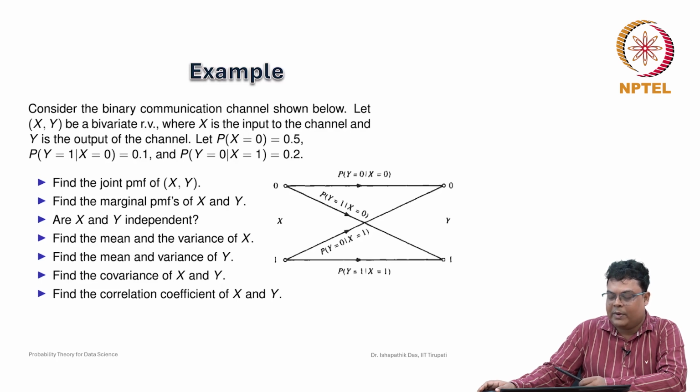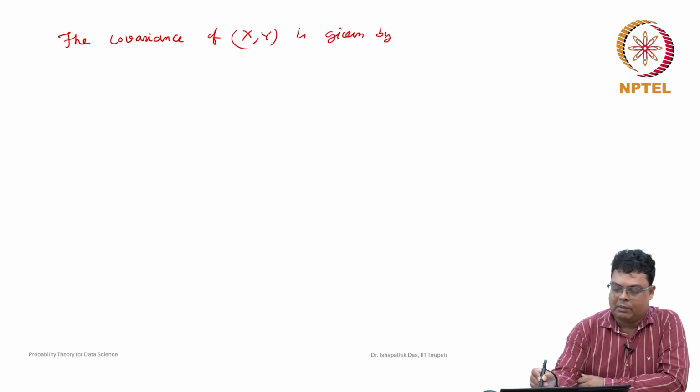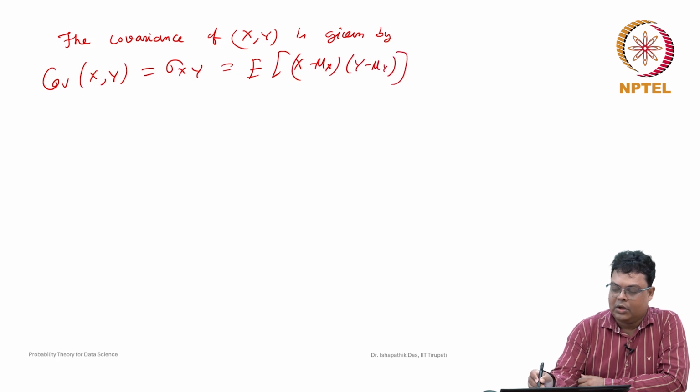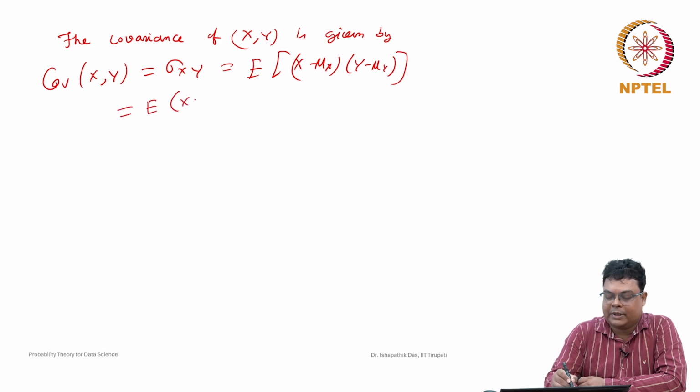Now we will find the covariance of xy. For finding the covariance of xy, what is the formula? The covariance of xy, we denote by sigma xy, is the expected value of x minus mu x times y minus mu y. We have a simplified formula. We have already shown that it can be represented as the expected value of xy minus mu x into mu y.